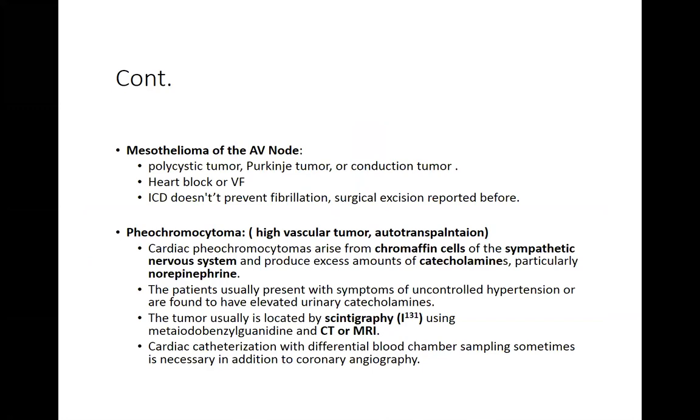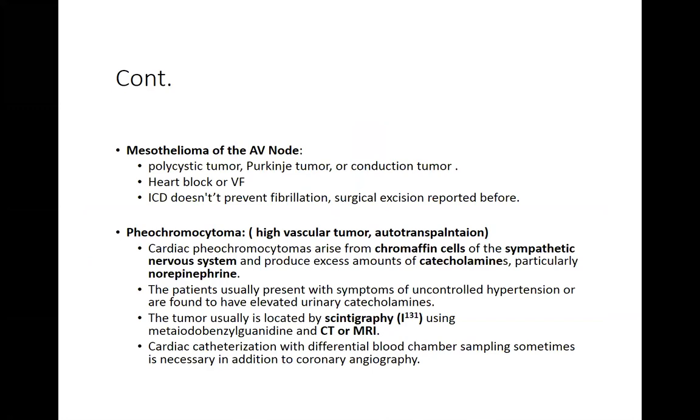Mesothelioma of the AV node is a polycystic tumor, sometimes called Purkinje tumors or conduction tumors. People present with heart block or ventricular fibrillation. ICD does not prevent fibrillation. Surgical excision has been reported by some.